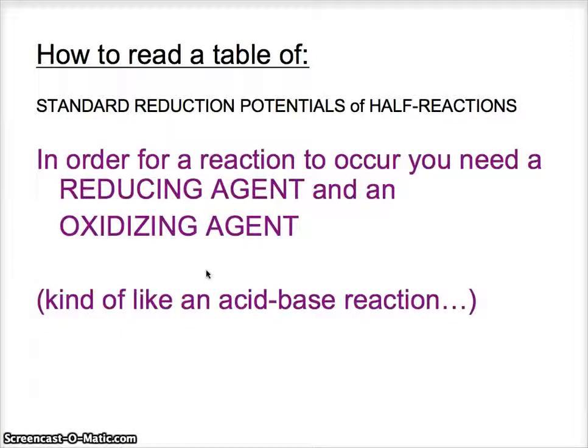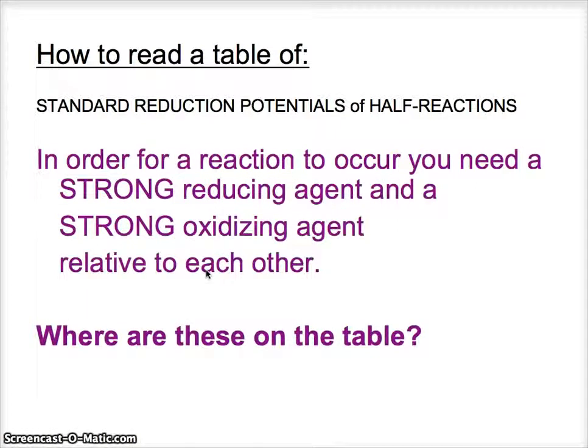So in order for a reaction to happen, you need to have a reducing agent and an oxidizing agent. And this is really similar to an acid-base reaction. In order for an acid-base reaction to happen, you need to have an acid and a base. And this is the same with redox reactions. You need to have a reducing agent and an oxidizing agent. In order for a reaction to happen, you need to have a strong reducing agent and a strong oxidizing agent relative to each other. Where are these on the table?